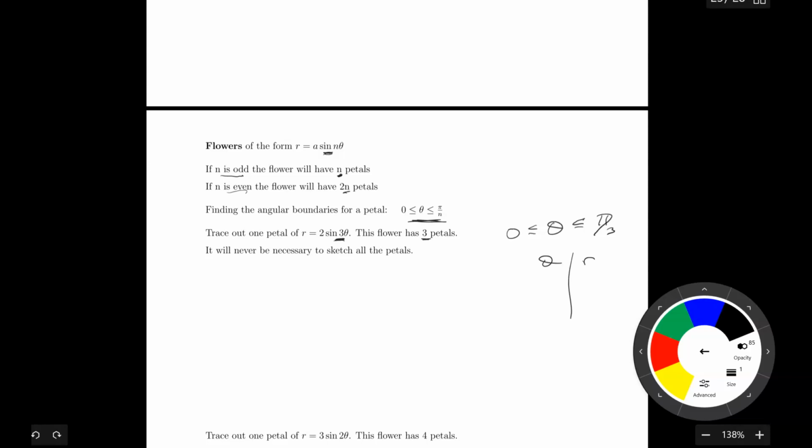So let's just plug in angle 0. If I plug in angle 0, that gives me 0. They're not going to give me nice numbers anyway. Then plug in pi over 3, that gives me sine of pi, that's 0 again. So I have to trust that this traced out one petal. Angle pi over 3 is here, right? So from here to here, in between, it must have come out and looked like this.